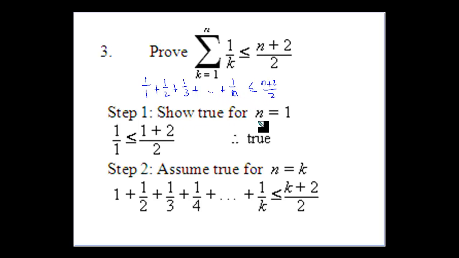So we start with n is equal to 1. So 1 over 1 is less than or equal to 1 plus 2 over 2, which is 3 over 2. So therefore it's true. Yep, 1 is less than 1.5, not a problem. So we assume it's true for n is equal to k, so we get the statement 1 plus 1/2 plus 1/3 through to 1 on k is less than or equal to k plus 2 over 2. So that's all good.